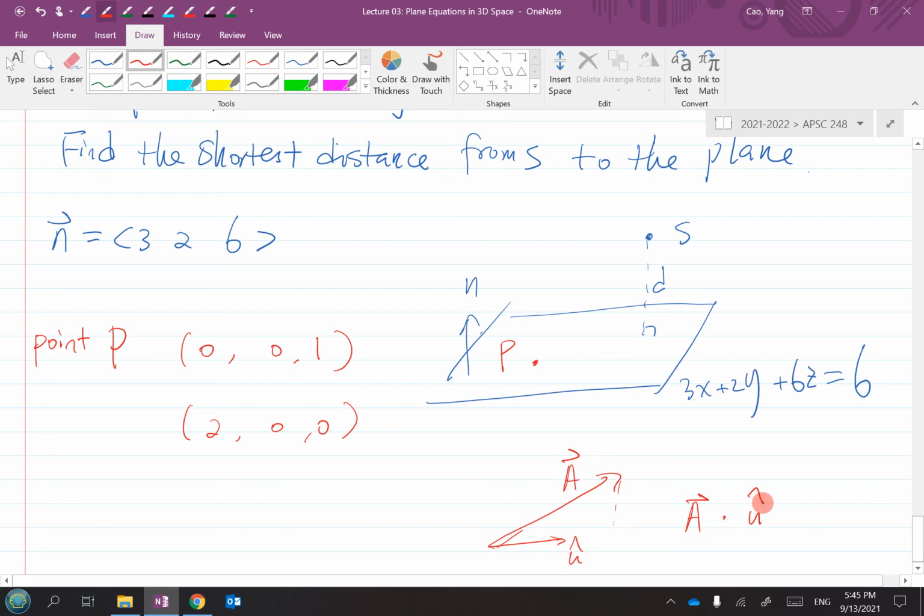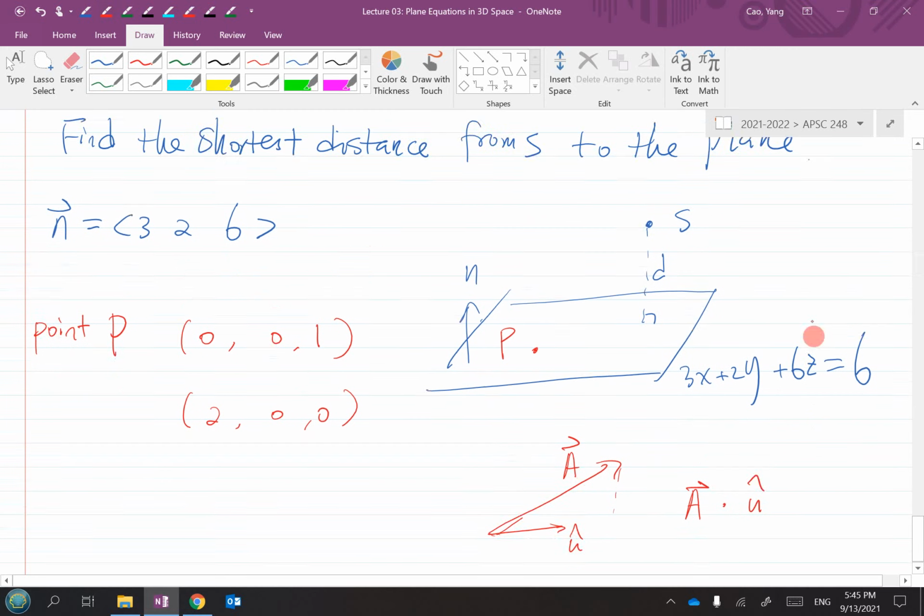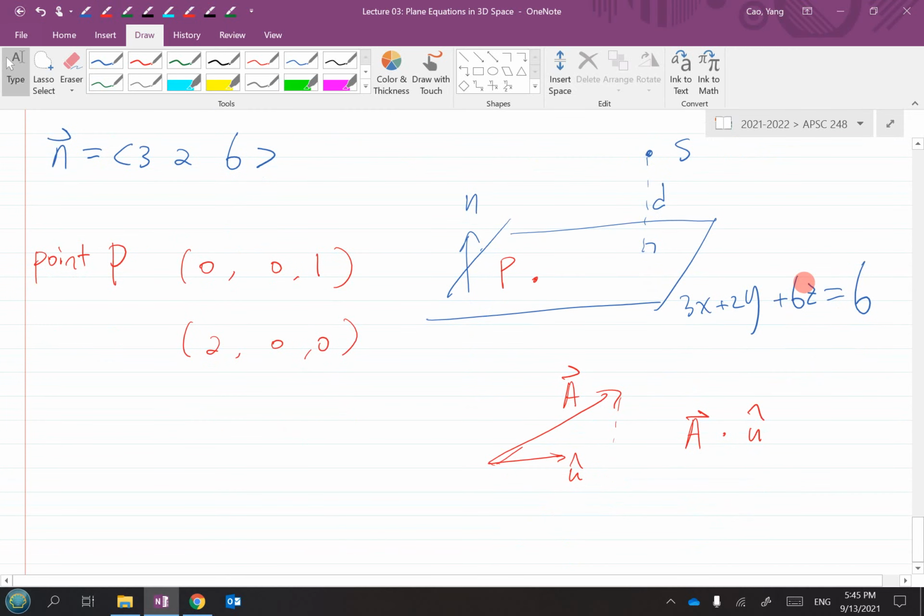Exactly, right? The dot product gives you the length of the projection, or the projected vector. Going back to the drawing here, if this is the projection, projection means from here to here. This black length gives you A dot U hat. That's the length of the projection.